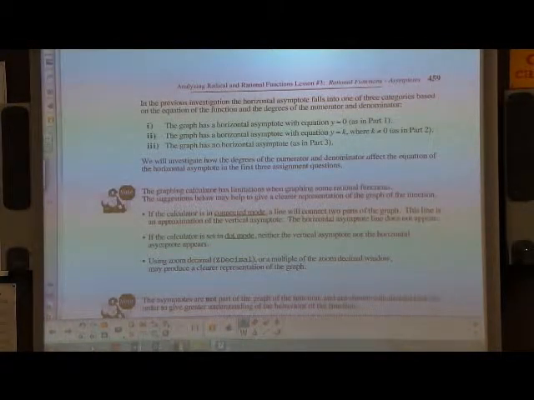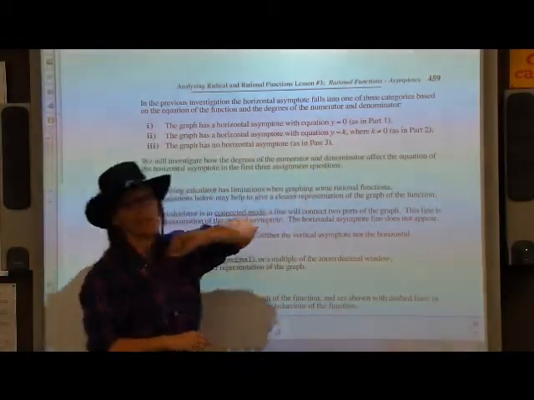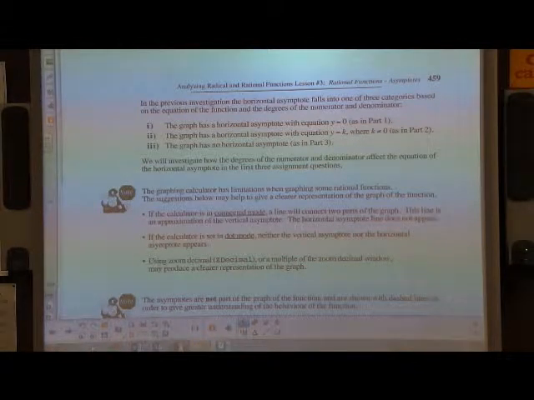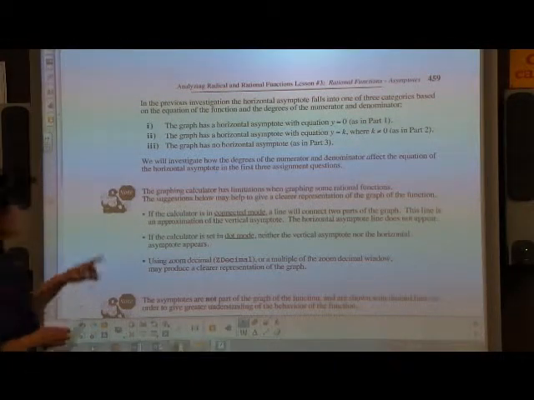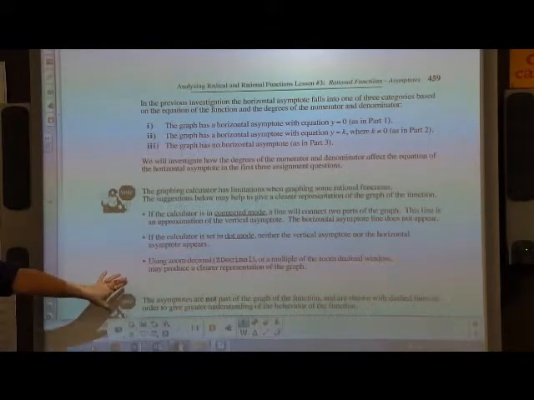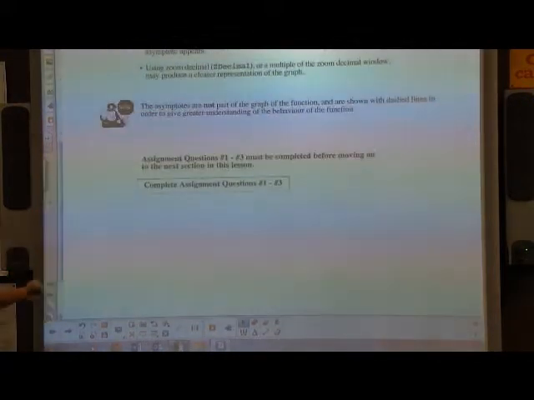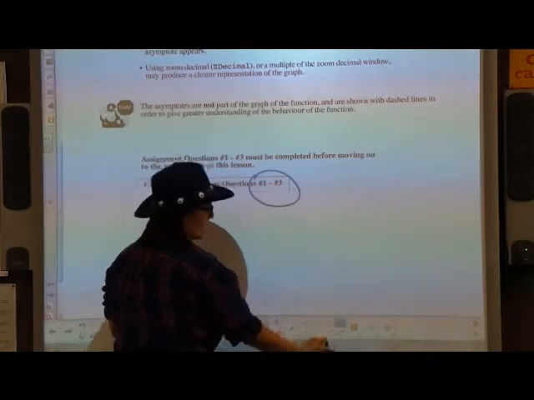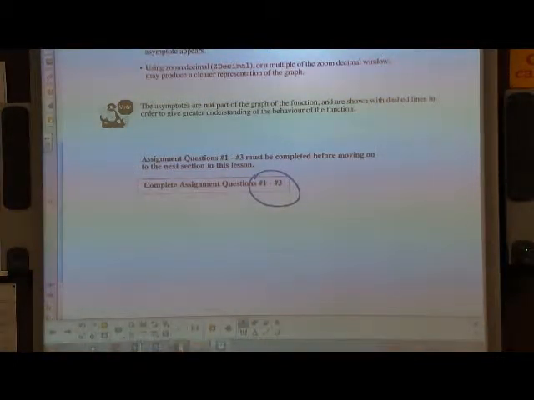So in the previous investigation, the horizontal asymptote will fall into one of 3 categories. Either you're not going to have one, or it's going to be the x-axis, or it's going to be a line that's parallel to the x-axis, so y equals k. That was the second one. We are going to look at how I can determine those without depending on a graphing calculator. Graphing calculator has some limitations when graphing some rational functions. These suggestions can give you a clearer representation if you need them, so I'm not going to go through those. Asymptotes are not part of the graph. They're shown with dashed lines so that I can see characteristics of the graph, but they're not actually part of the function. So what I want you to work on is questions 1 to 3 before I go into the next part. It's important that those get done first.